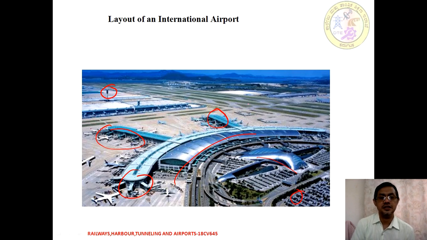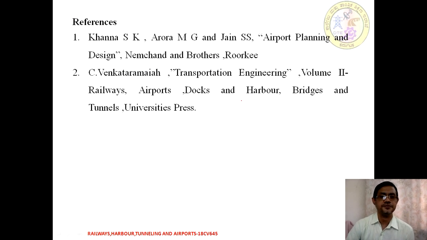These are the lines, just as I am drawing. This is the exit taxiway connecting the taxiway, and it might be the main runway. That is how the airport layout of an international airport is going to be done with respect to the geometry. So these are the things we need to discuss with respect to the different layout plans.